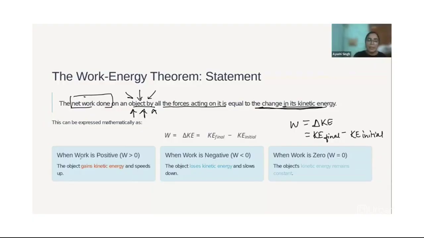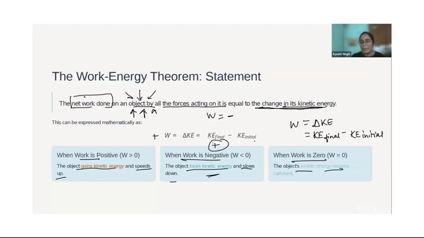Now when work done is positive, the object gains kinetic energy and speeds up. If work done is positive, that means final minus initial is positive, and the object will speed up. When work done is negative, the object loses its kinetic energy and slows down. So if W is negative, it's losing kinetic energy and the object is going to slow down. And when the work done is zero, the object's kinetic energy remains constant. It won't change. That is what we mean by that.